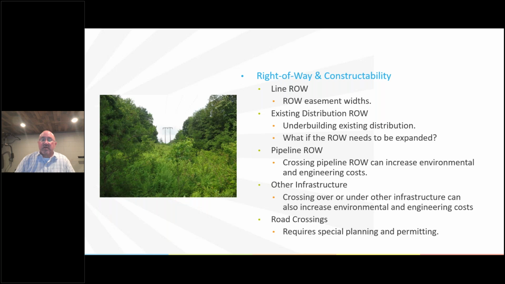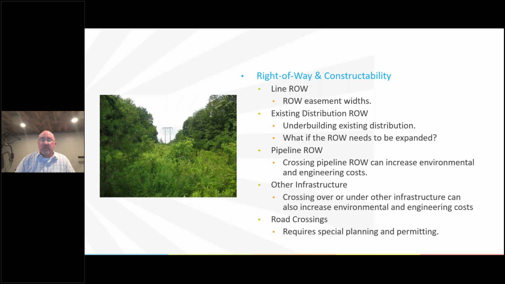Pipeline crossings. Crossing pipeline right-of-way can increase environmental and engineering costs by requiring in-depth permitting and special structures and cathodic protection measures. Other infrastructure. Crossing over or under other infrastructure can increase environmental and engineering costs by requiring in-depth permitting, special structures, and increased span lengths.